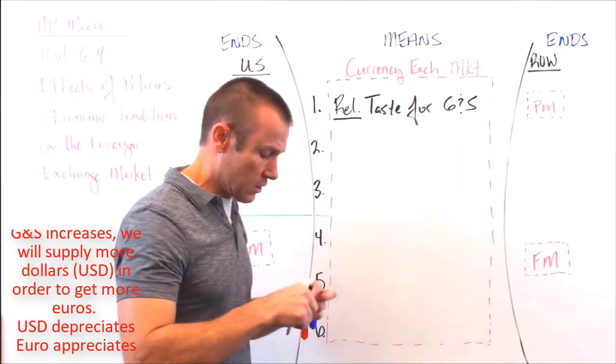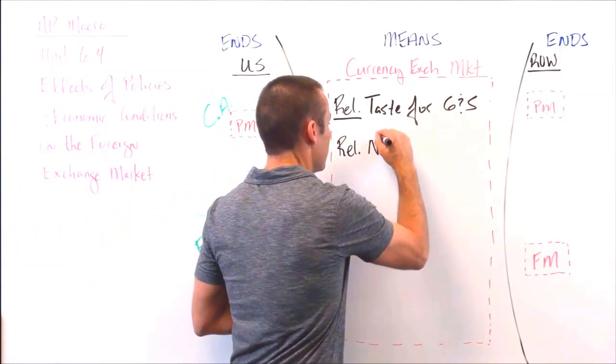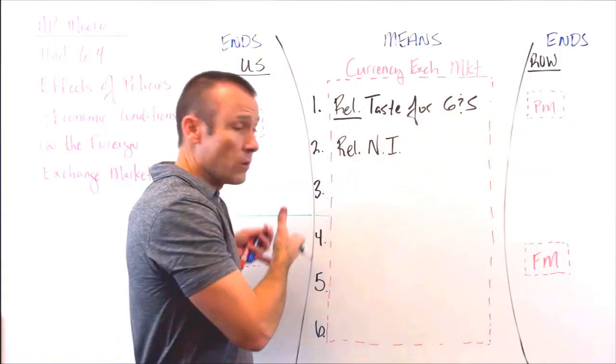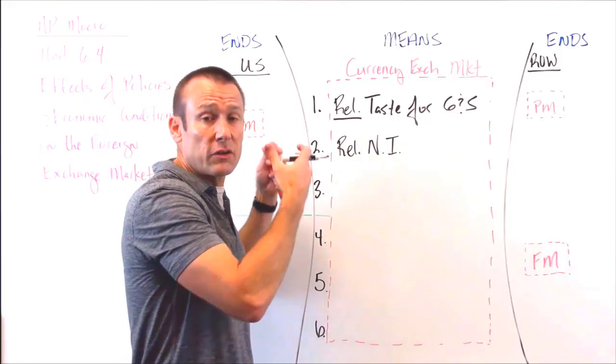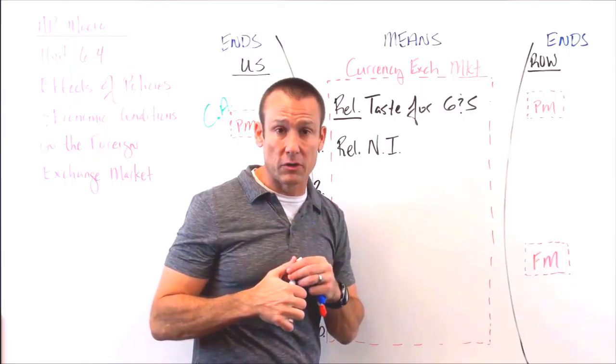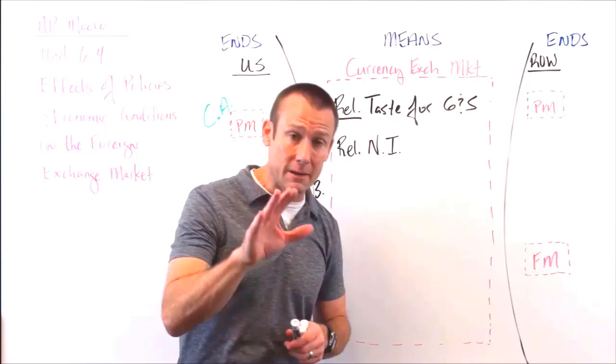The next one, okay? Relative national incomes, okay? Relative national income. Now, let me first talk about, say, the U.S., where their national income is going up. So when a country's national income is going up relative to other countries, what's going to happen to their currency, ceteris paribus? What's going to happen to their currency is it's going to depreciate.